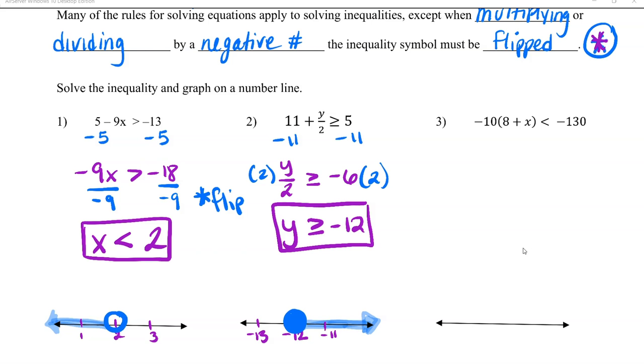And you can always check. You can check your number line and you can check your graph. So how to check is you would look at a number that's shaded and ask yourself, is negative 11 greater than or equal to negative 12? It is, so we shaded correctly, we did our number line correctly, and we graphed it correctly.